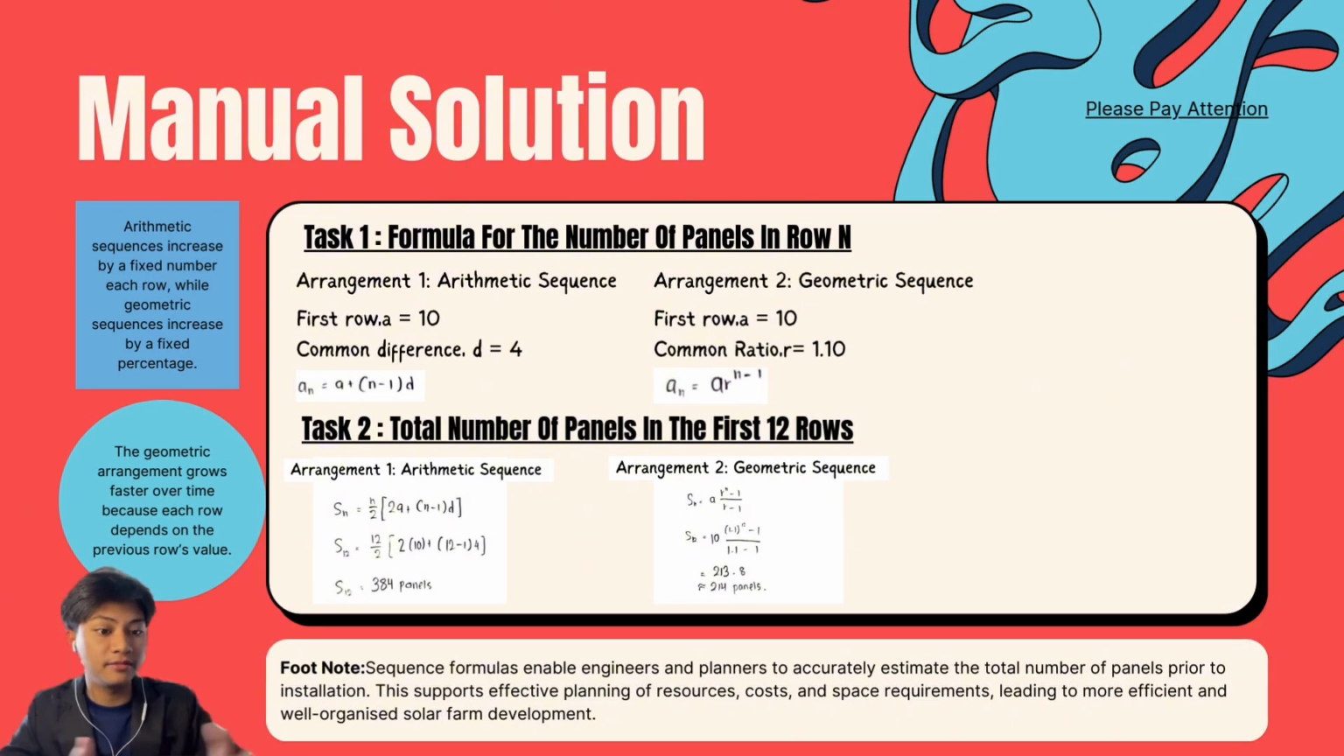The second arrangement is the geometric sequence. The first row is also given as a, which is 10. The common ratio, r, is given as 10%. Basically it means 1.10, which is 100 plus 10 percent. The formula is not like the arithmetic sequence. Instead, an equals a times r to the power of n minus 1.